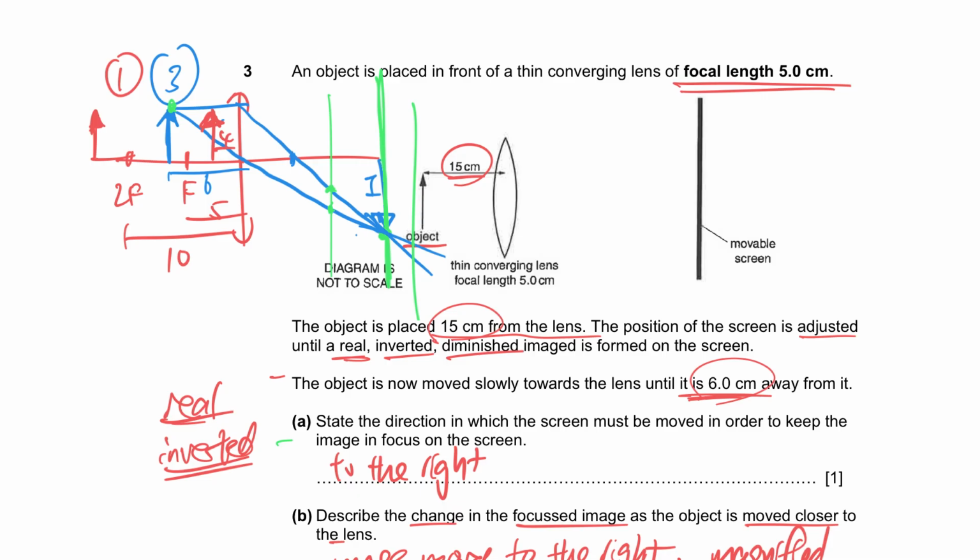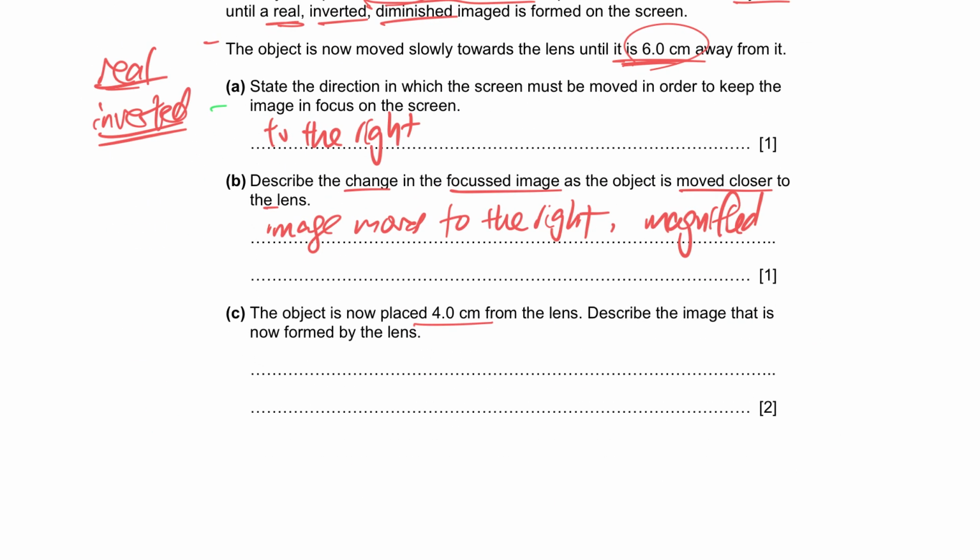So you should know straight away. Fourth scenario, magnifying glass, and the image you will get is virtual, upright, and it will be magnified. Okay, you can write any of this.